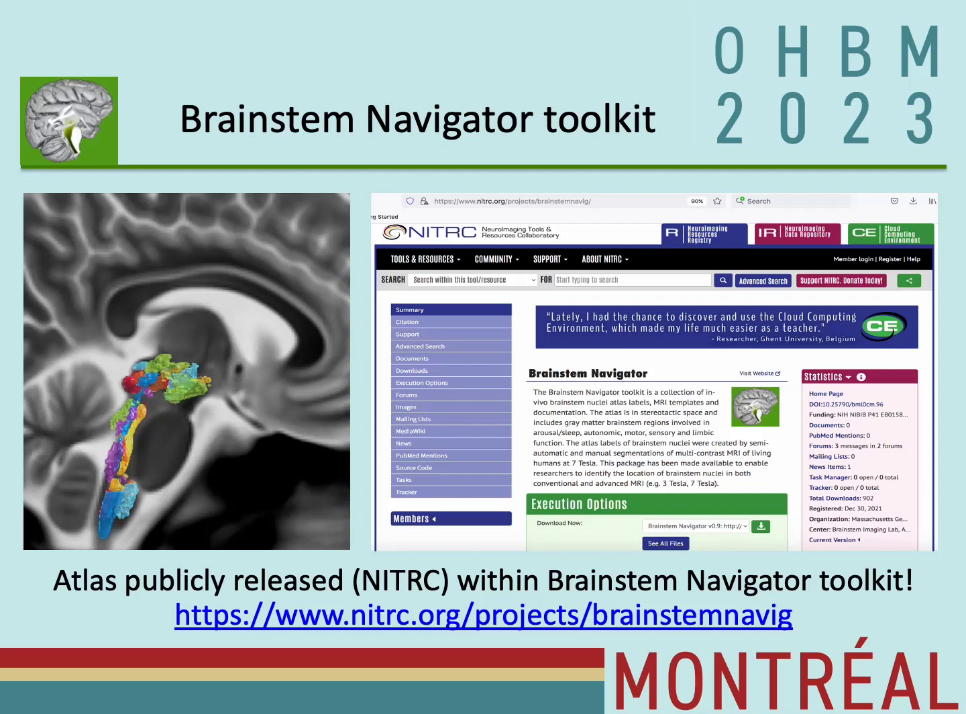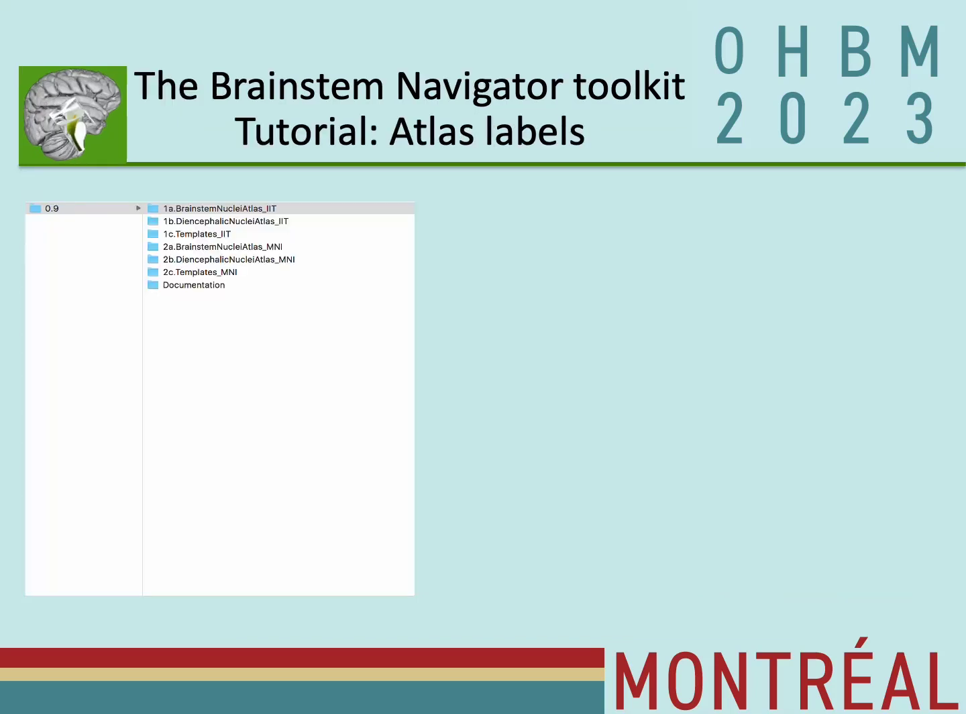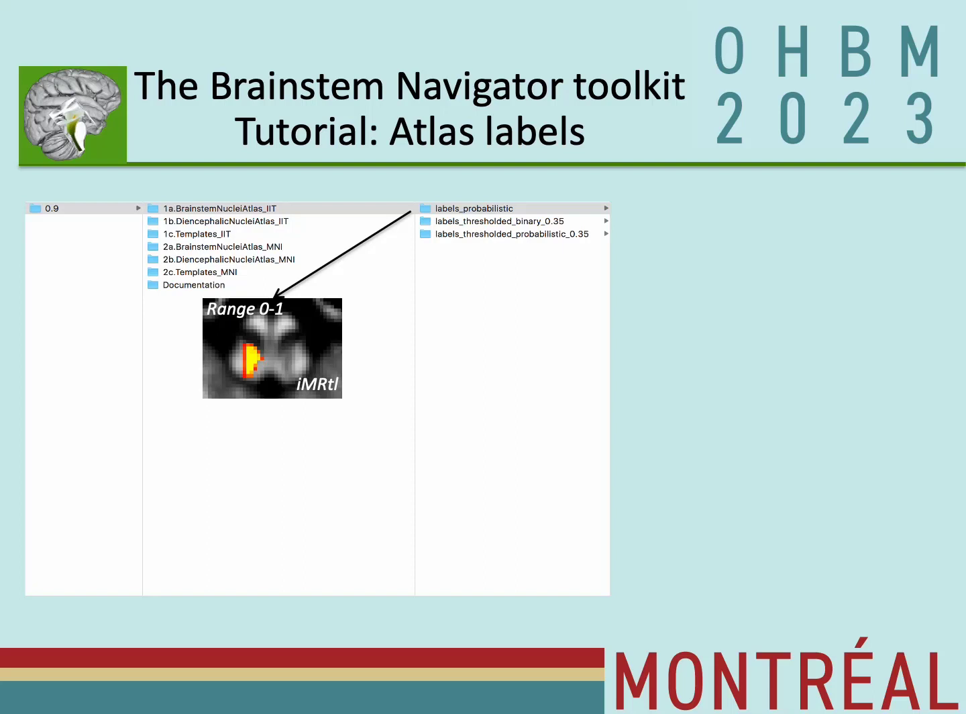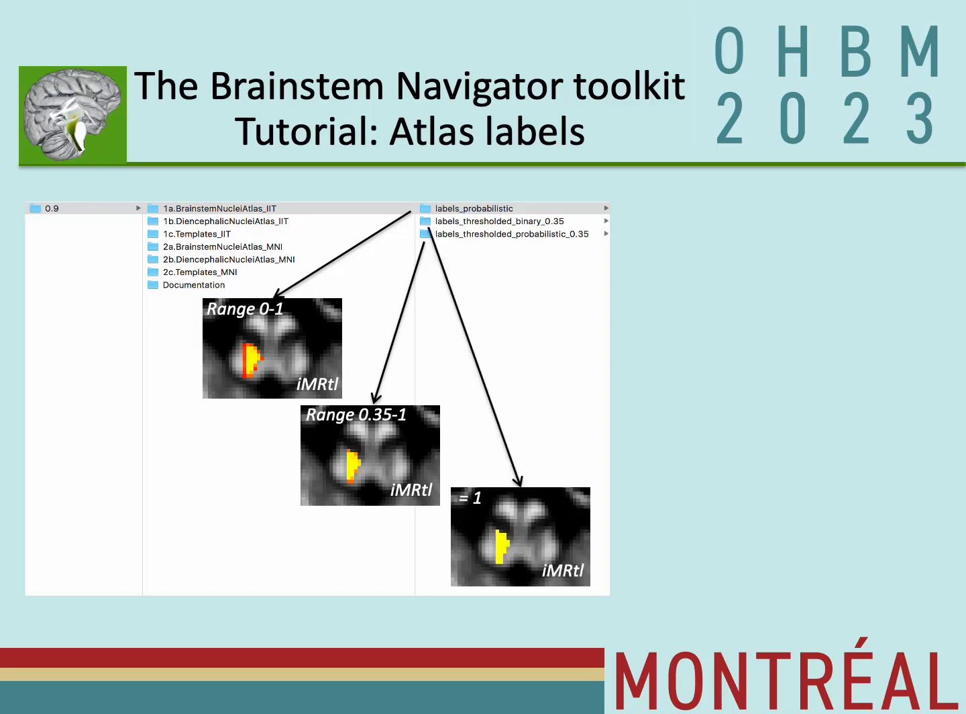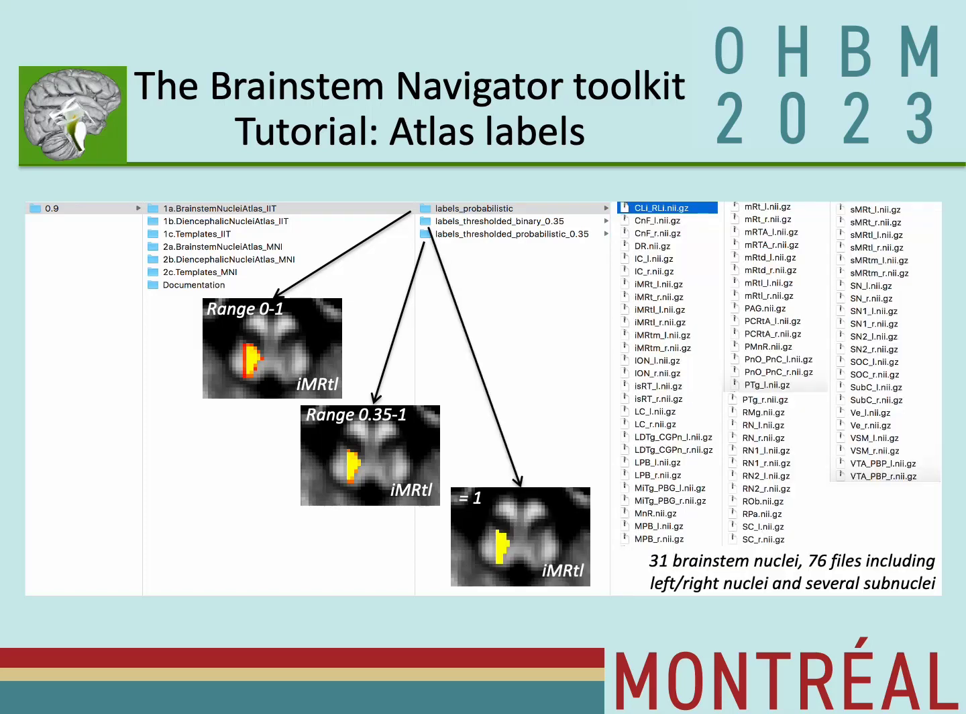We packaged and recently released the atlas within the Brainstem Navigator toolkit, which you can find just by searching on Google the keywords Brainstem Navigator. After you download it, you will find the probabilistic atlas labels with a range from 0 to 1, but we also released the thresholded probabilistic labels with a range between 0.35 and 1, and the thresholded and binarized labels as well. There is a total of 31 nuclei, but if you count left and right nuclei and subnuclei, we have a total of 76 labels and files.